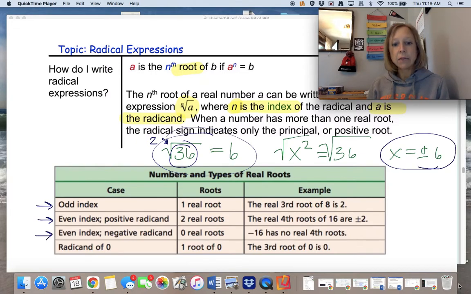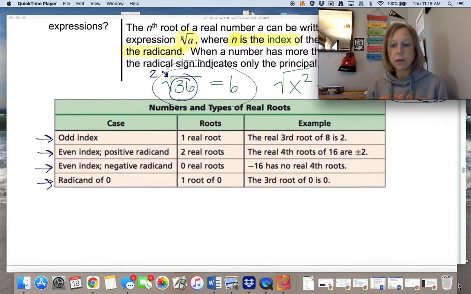If you have an even index, so a square root again, and a negative number underneath, so the square root of negative 36, there are 0 real roots. There are only imaginary roots. And if you're taking the root of 0, whether it's a square root, a cube root, any one, it's always 0. There is just one answer. So we're going to use these rules to help us find all the roots for different types of numbers.